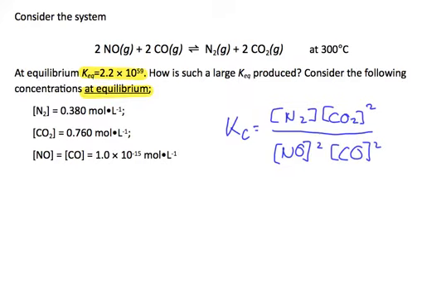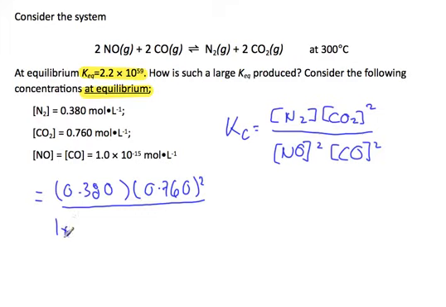With that equilibrium expression and our equilibrium concentrations, which, part of the reason I highlighted concentrations at equilibrium is because that's when you can substitute into this expression, we can solve for k. We already know the value, but let's just solve for it. So 0.380, the concentration of nitrogen, times 0.760 squared, the concentration of carbon dioxide, divided by 1 times 10 to the minus 15 squared times 1 times 10 to the minus 15 squared, the concentrations of the other two reactants.